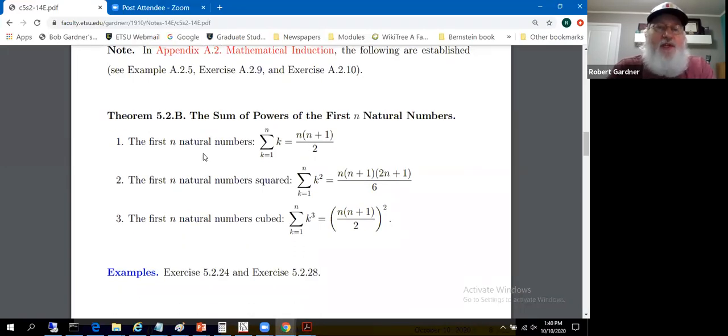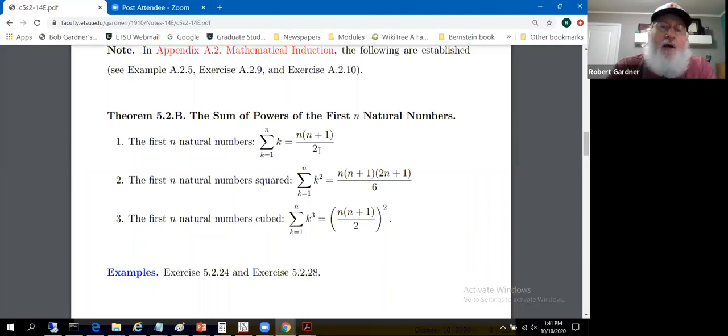Okay, the first n natural numbers. Suppose we take the sum from k equals 1 to n of 1 plus 2 plus 3 plus 4 up through n. The claim is you'll get for that sum n times n plus 1 over 2. For example, if I added up 1 plus 2 plus 3 up through 100, we get 100 times 101 divided by 2, which was like 5,050, I think. Done. That's quicker than doing the actual arithmetic. There's a formula that expresses the sum of 1 plus 2 plus 3 up through n.